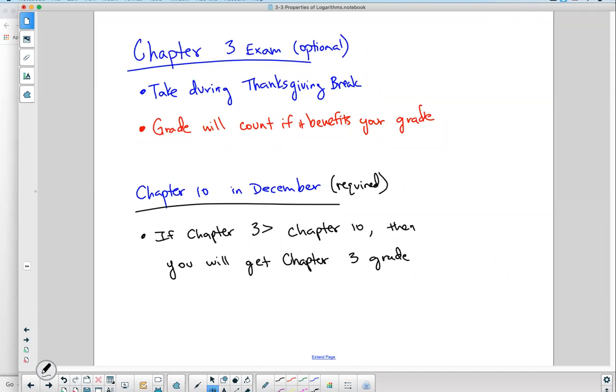I'm making available 2 tests in December, a chapter 3 test and a chapter 10 test. Chapter 10, we're going to be in school, and everyone's required to take it. However, if you do take chapter 3 and you do better on chapter 3, I will replace chapter 10 with chapter 3's grade. If you don't do very well on this one, I'm just not even going to count it for you. I'm just going to exempt it. Does that make sense?